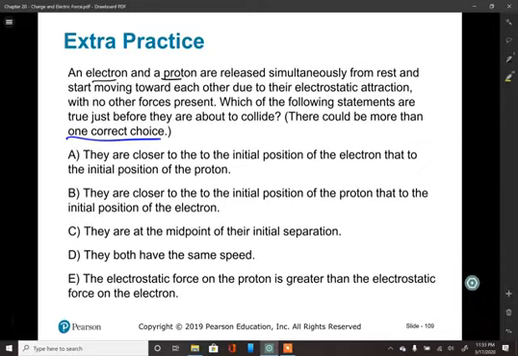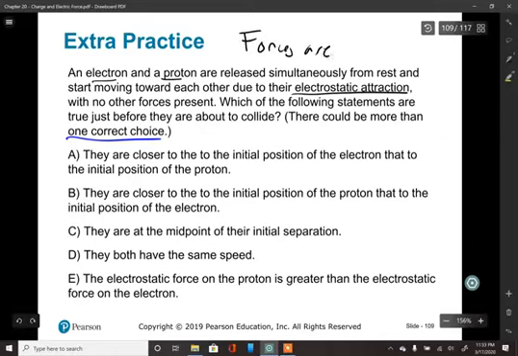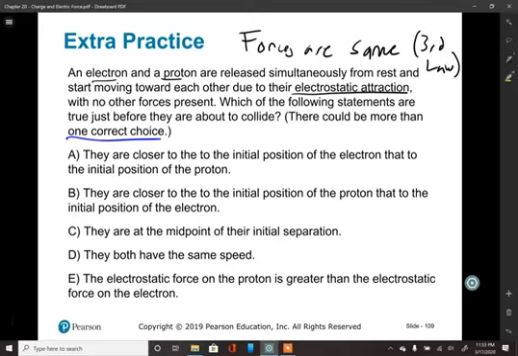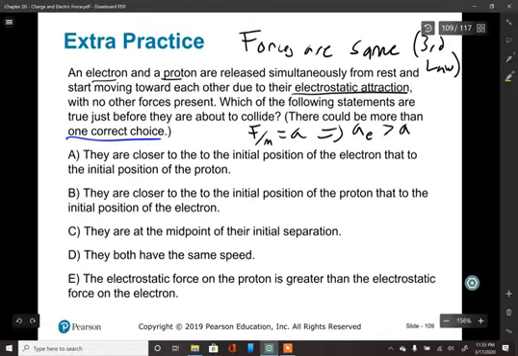So the first thing we note is that the electrostatic attraction forces are the same. The force on the proton and the force on the electron must be the same by Newton's third law. But that does not mean their accelerations are the same. Since F over m equals a, and the electron has much less mass, the acceleration of the electron has to be much greater than the acceleration of the proton. The forces are the same, but the motion isn't.